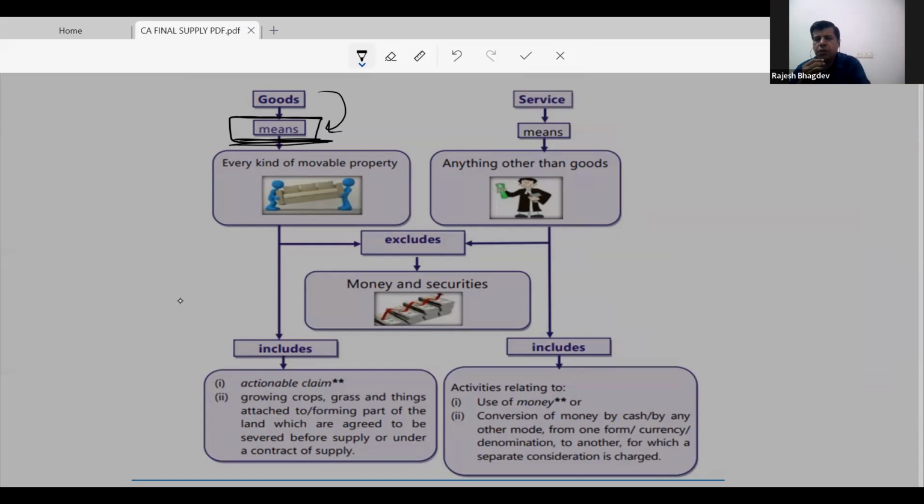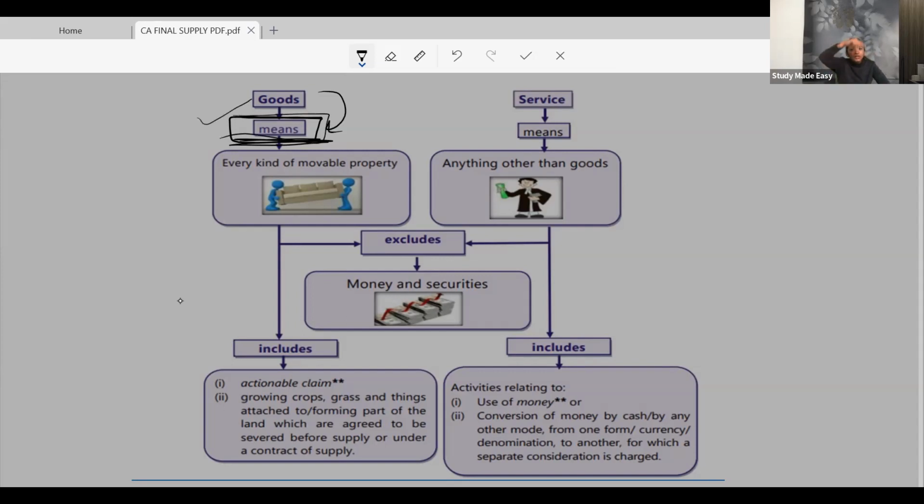Exclusive means whatever is written here has to be the same. An inclusive definition could include something else as well; it is a kind of example definition. But here it should be very, very specific. Whatever is written, that only will fall under goods. So when "means" has been written, whatever is written word to word in the definition has to be the same.